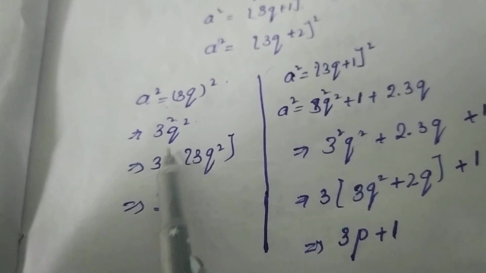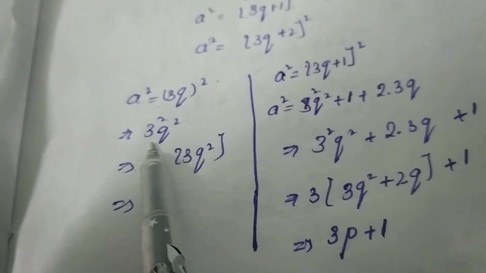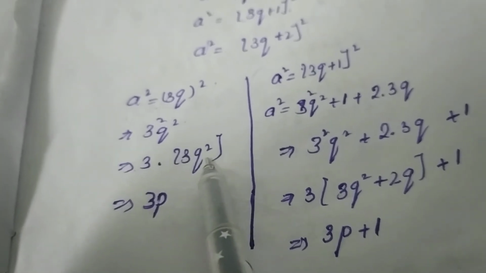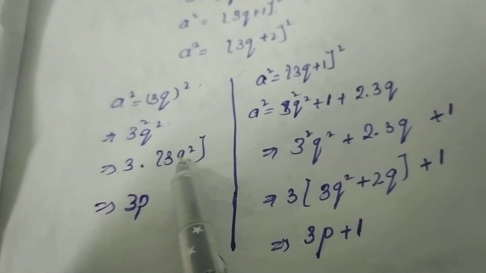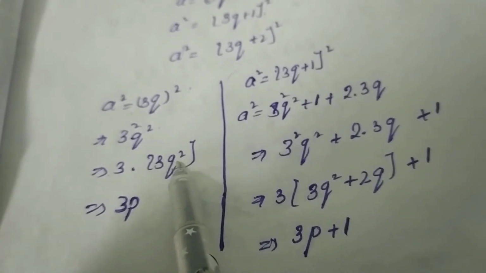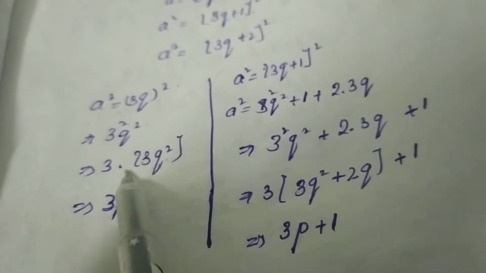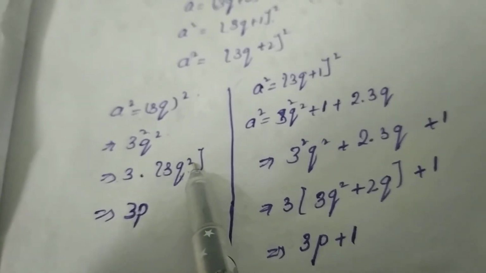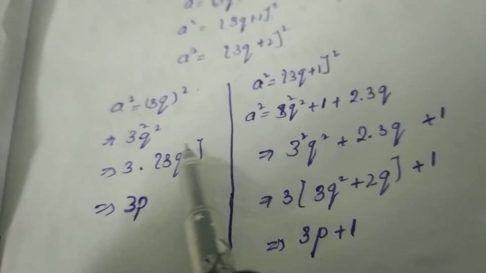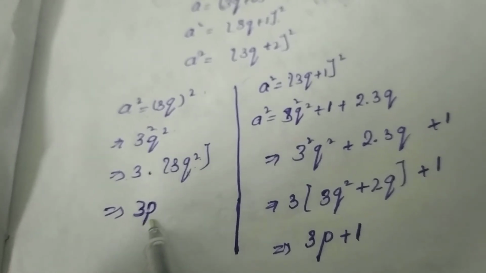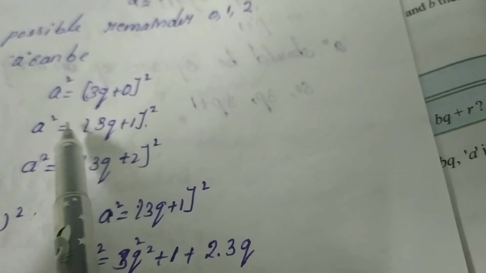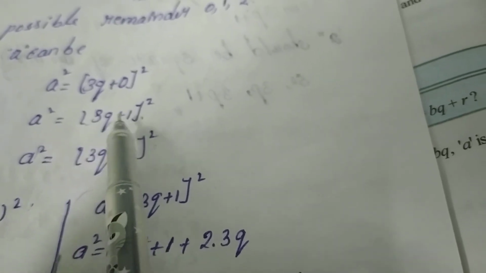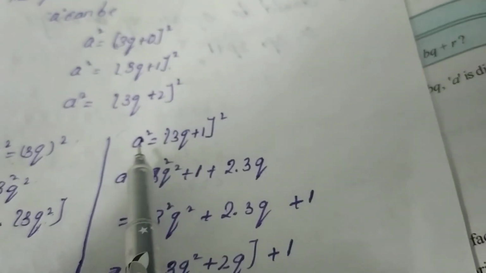Here I am taking 3 common. How much is left? 3 and q square. When we put 1 in place of q, 1 square is 1, and 1 times 3 is 3. Again we get an integer, so we can write the whole value as p, because p is an integer. Then come to the second one: A square is equal to 3q plus 1 whole square.